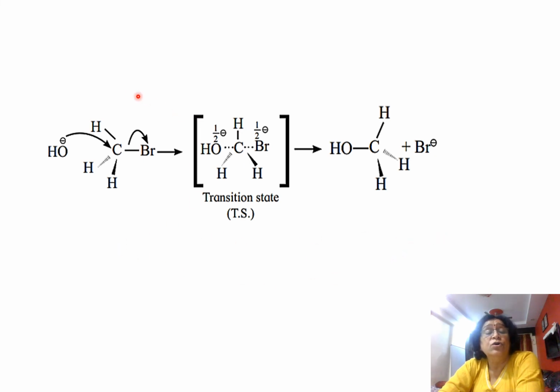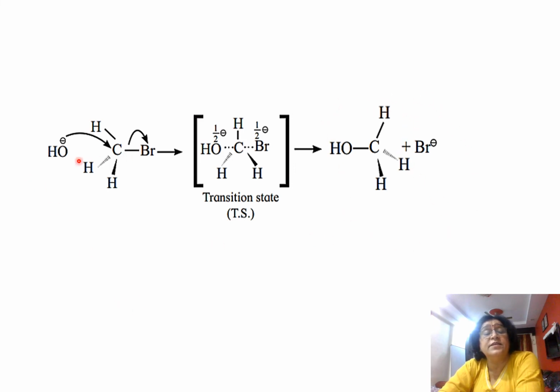Okay. So this reaction happens in one single step. First the transition state is formed and then the product is formed. So product is having what? Inversion of configuration. So basically in this step, first is the formation of transition state, and then second is the inversion of the configuration.